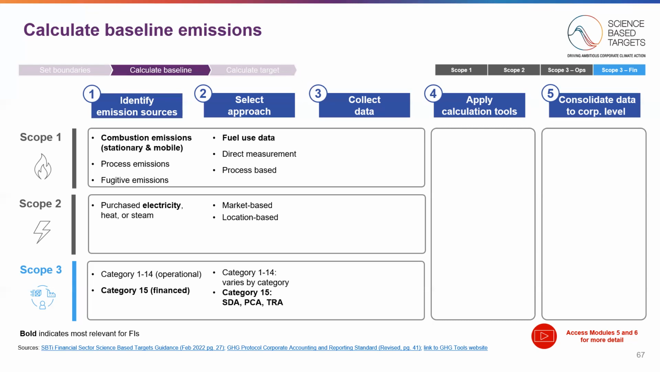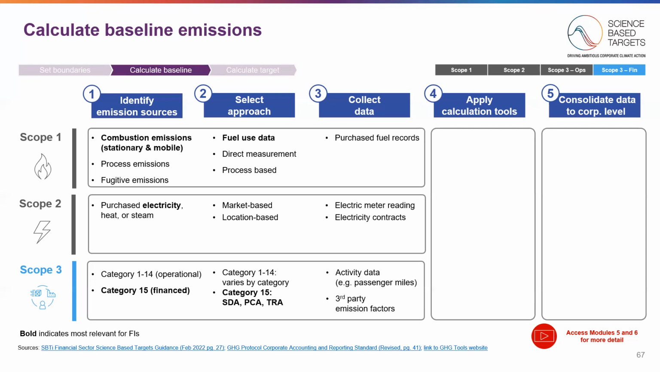Scope 1 and 2 are normally fairly simple. Fuel use data is normally sufficient for financial institutions' Scope 1. We'll explain more about Scope 2 approaches on the next slide, but you can select either a market-based or a location-based approach. Scope 3 is more challenging and we will cover methods for calculating emissions in modules 5 and 6.